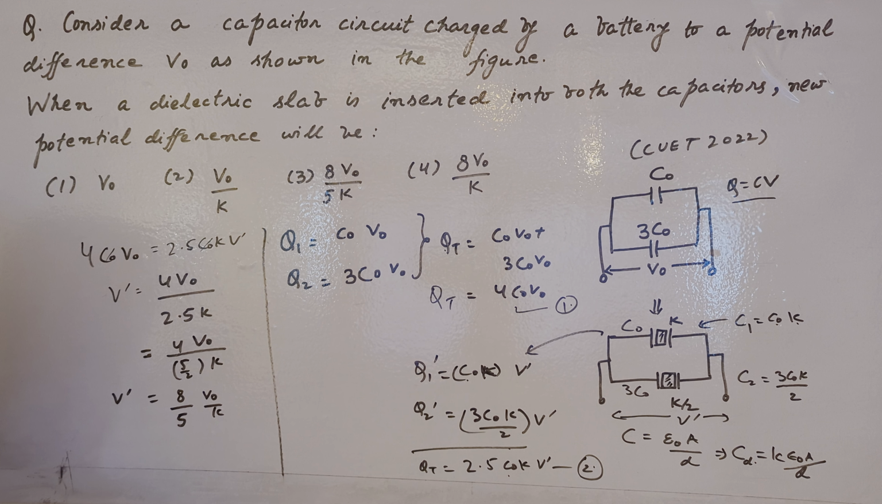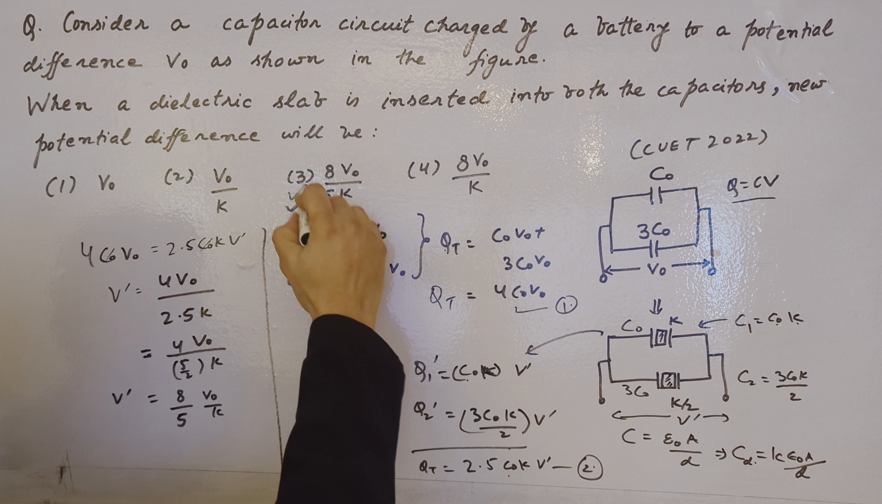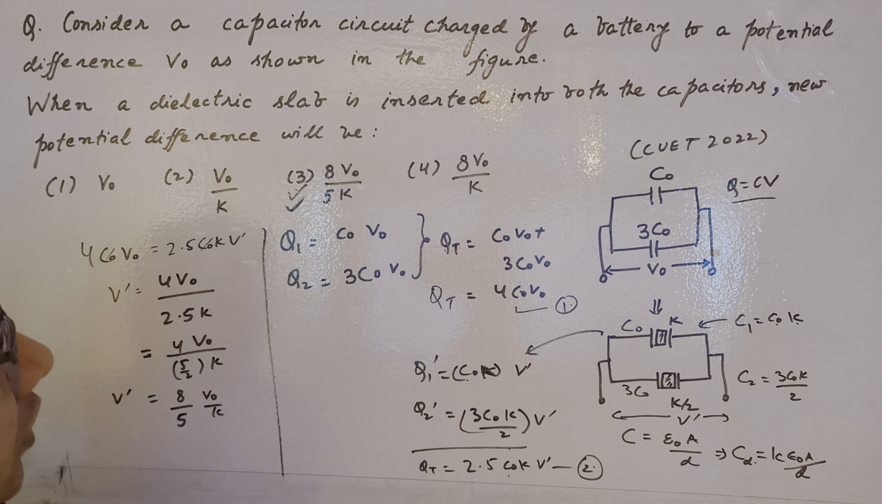This is the new potential difference across these two capacitors, the parallel combination of these two capacitors. So in this way, V dash is 8 by 5 V naught by K. So option 3 is the correct option here.